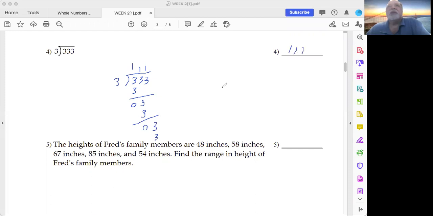Should have gotten 111, right? Because 3 goes into 3 evenly, one time each. And if you want to check that, you can always multiply 111 by 3, okay? And what happens if you do that? You get 333.